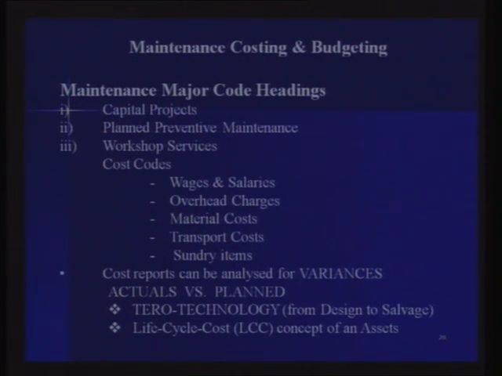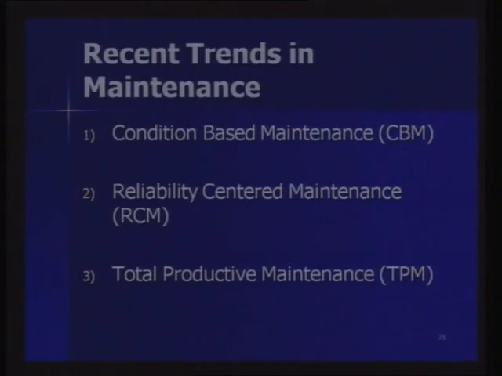Cost reports can be analyzed for the variances. That means what is actual and what was planned. Actual versus planned, that we call the variances. That means how much it varies from the planned cost. We can also incorporate cost related with terotechnology, that is from design to salvage and the life cycle costing concept of an asset. So these are the costing and budgeting aspects of maintenance.